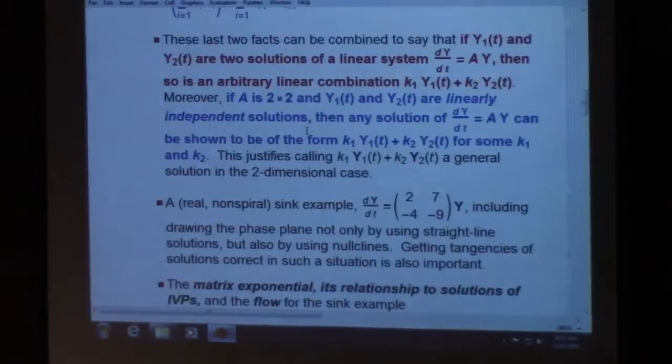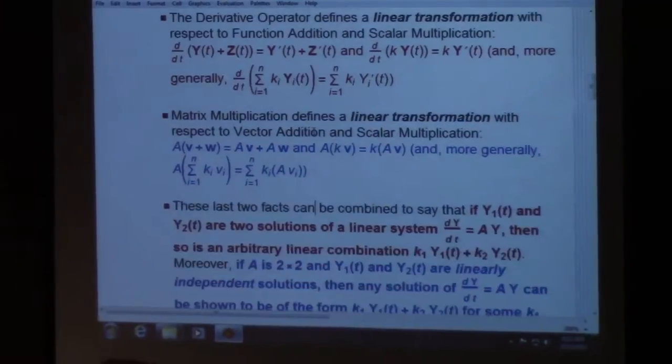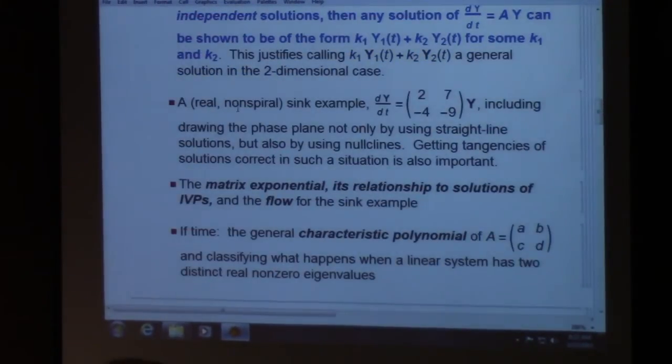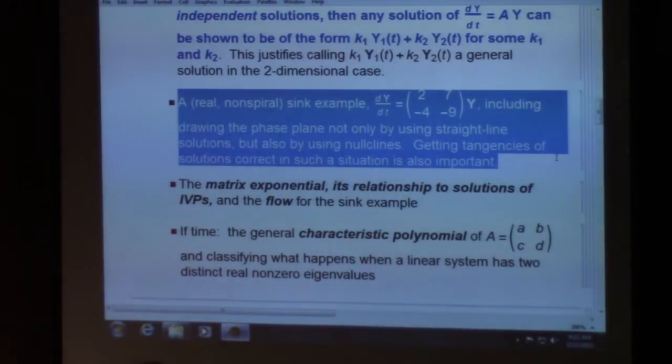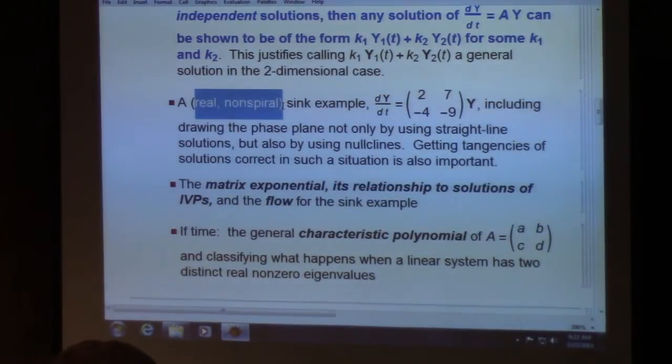All right, I guess I should have gone over what we were doing today before I went into more details here. What else are we doing today? Let's do an example, a concrete example, that's going to generate a sink at the origin. It's going to be what I call a real non-spiral sink. We've seen spiral sinks before with nonlinear systems. This one's not going to do any spiraling.